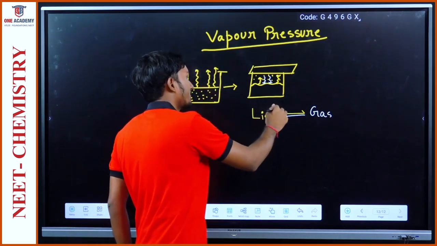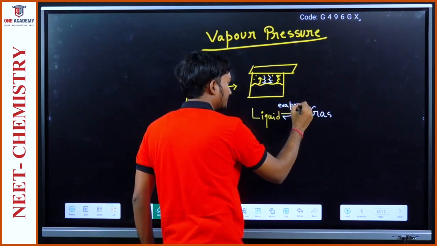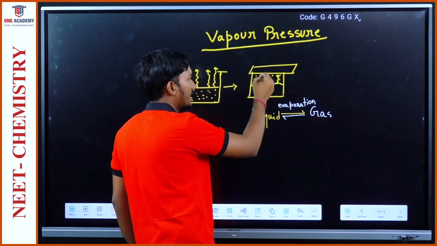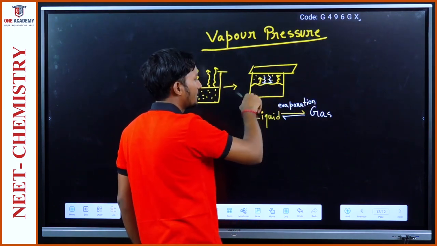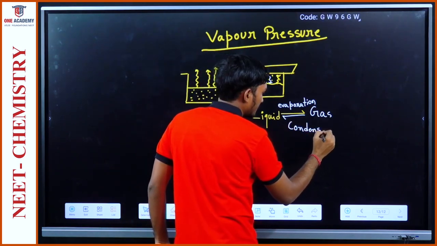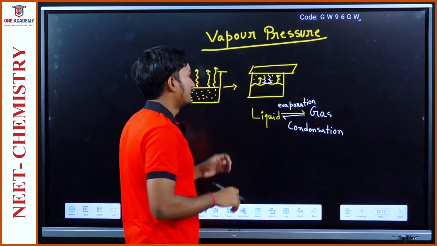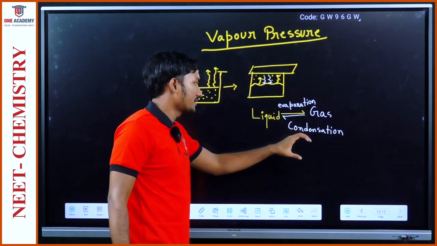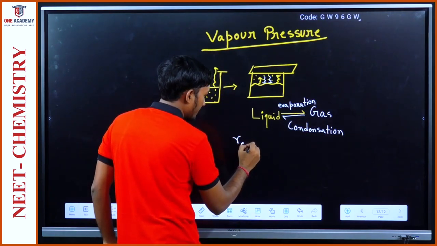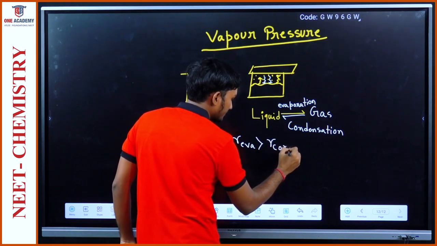The first step over here is called evaporation. And the second step, when the gas condenses to form the liquid again, is called condensation. Okay. So initially it is observed that the rate of evaporation is higher than the rate of condensation.